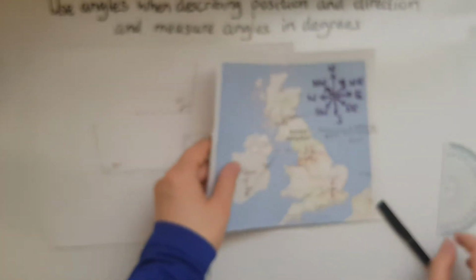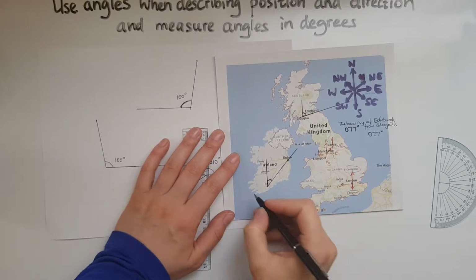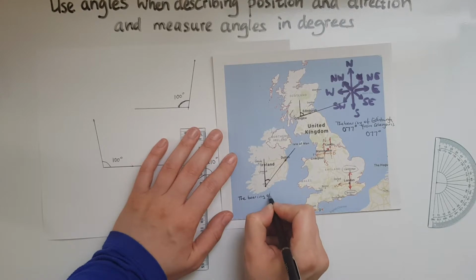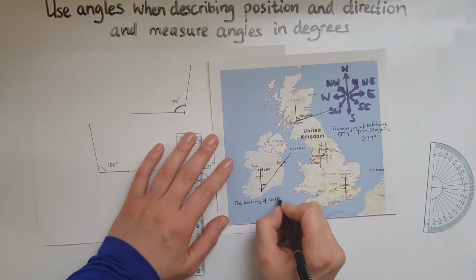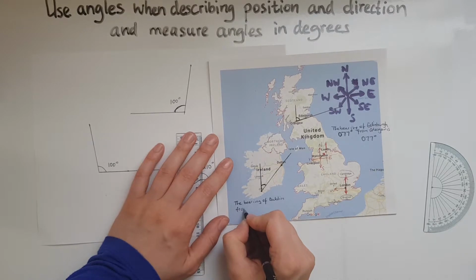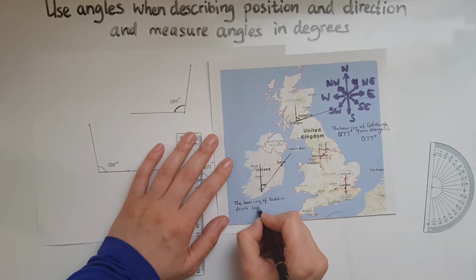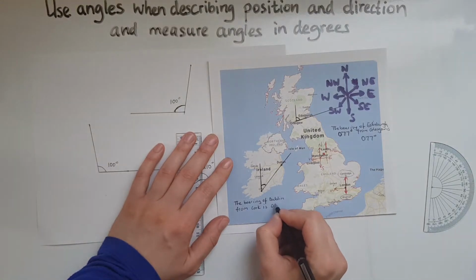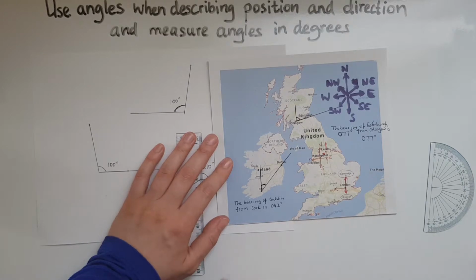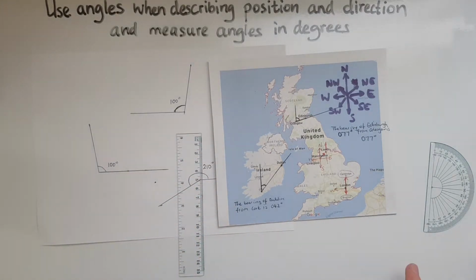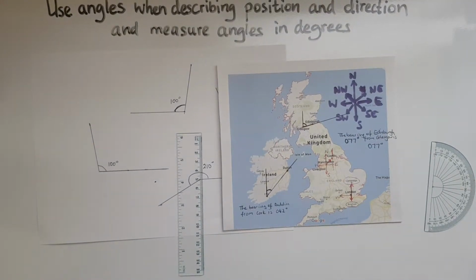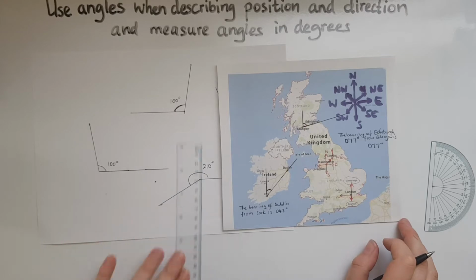So I'll write the full sentence. So we're saying the bearing of Dublin from Cork is 042 degrees, which is 42 degrees. What would be the bearing of Inverness from Aberdeen?